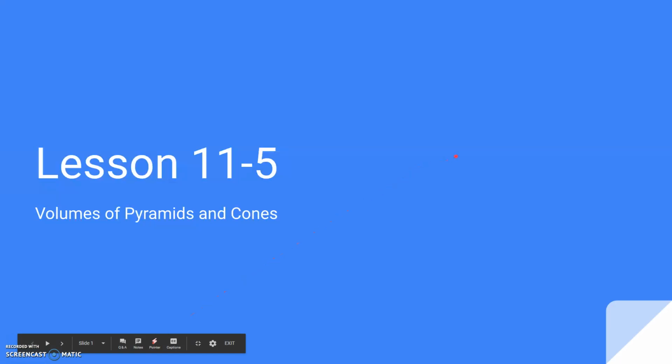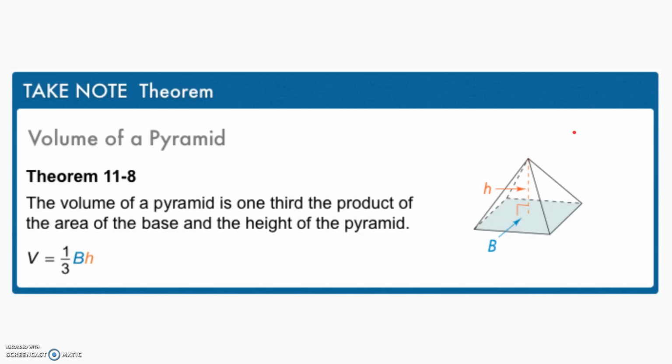Hey class, welcome back. This is lesson 11-5 where sure enough we're going to be finding the volumes of pyramids and cones. So we've already found the surface area of pyramids and cones. Now we're going to find the volumes of pyramids and cones. This is actually our last day on pyramids and cones, and then next class we're going to go to spheres, and then we're going to review and test.